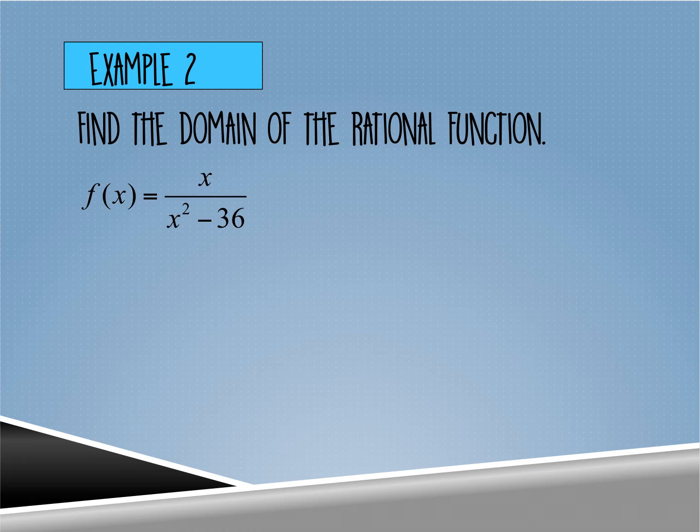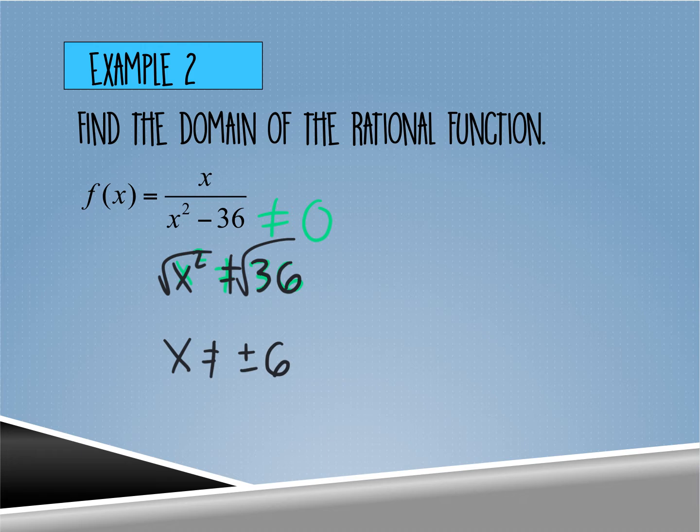All right, example 2. How do I find the domain? Set the denominator not equal to 0. So I have x squared does not equal 36. Take the square root of both sides. So what does x not equal? Plus or minus 6. So my domain here would be all real numbers except 6 and negative 6.